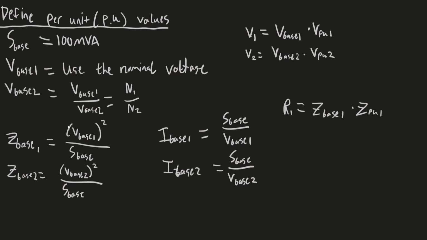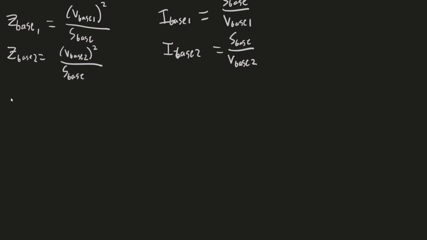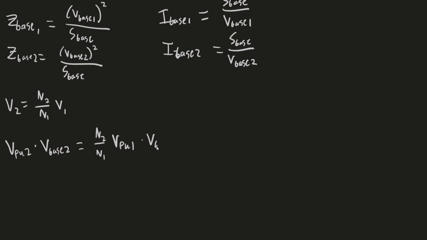So now, using these relationships, we can start to solve this circuit using per unit values. So first, let's go back to one of the basic relationships in this circuit. So we know that in our circuit, we wrote that V2 was equal to the turns ratio times V1. But now, let's write this using our per unit values. We can write V2 as V per unit 2 times some base voltage. We can write the turns ratio, N2 over N1, times V1 expressed in per unit form, so V per unit 1 times V base 1.